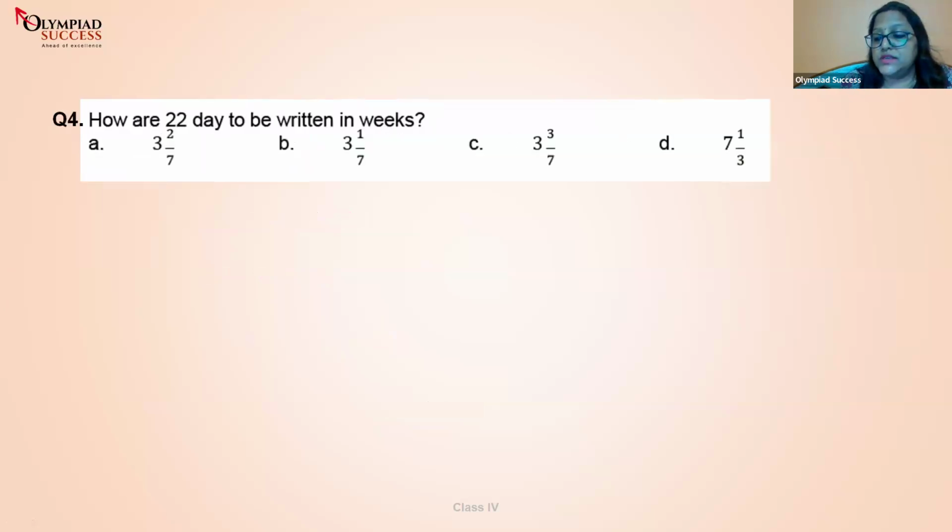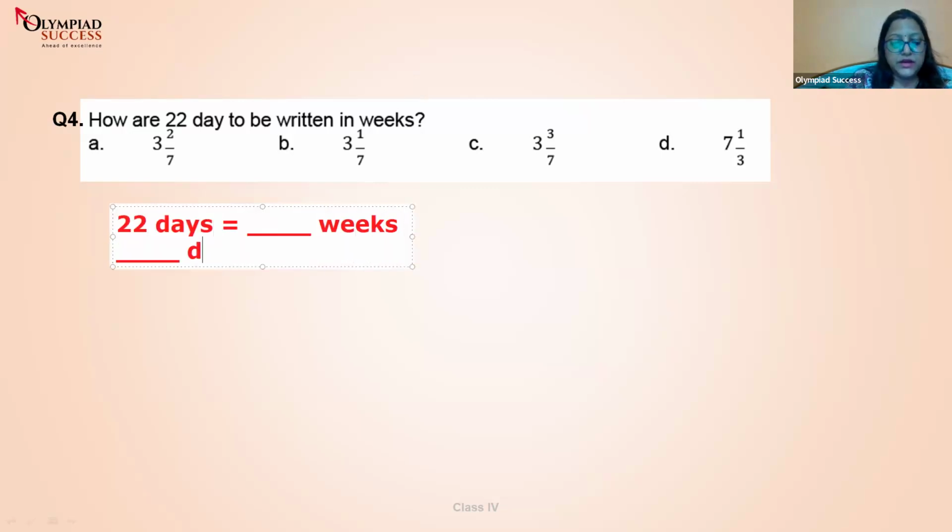Next, just try this one. How will you write 22 days in week format? If you have to write this in the week format, how would you write? 22 days is equal to how many weeks and how many days? You basically have to find out that. 22 days is equal to how many weeks and how many days?